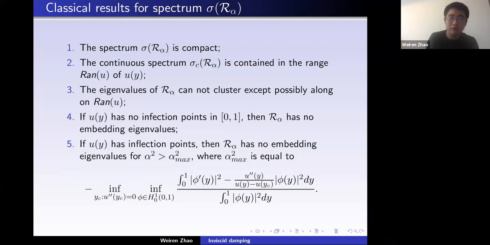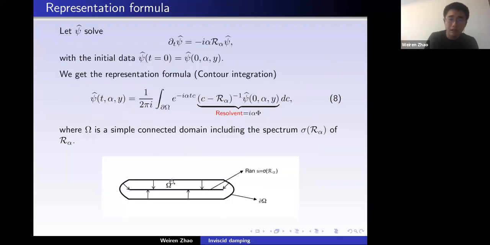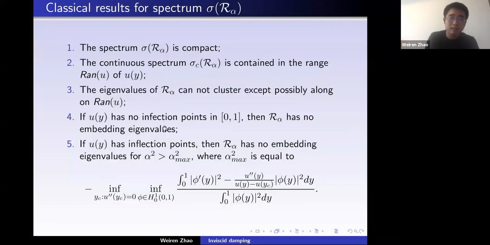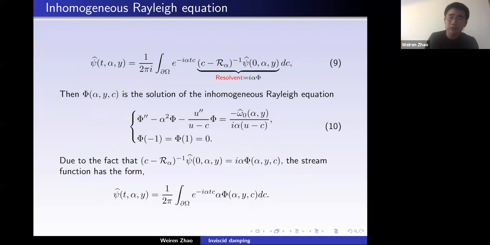It means that if you have the eigenvalue, it is isolated, and it can only accumulate on this line. Okay, and the fourth one is that if U double prime is convex, then you do not have embedded eigenvalues. And the fifth one means that if the wavelength is large enough, then you do not have eigenvalues. So these are very classical results of the spectrum.